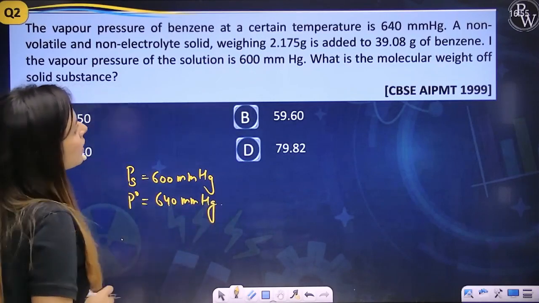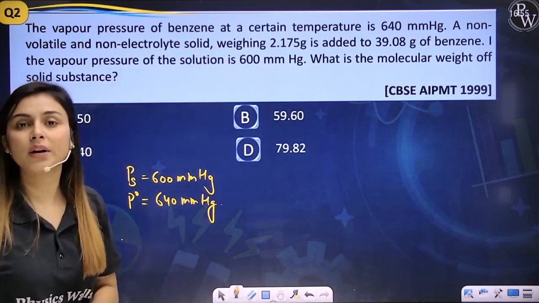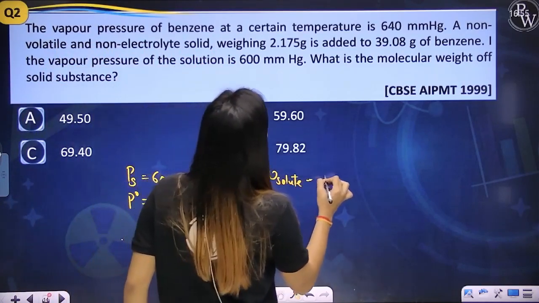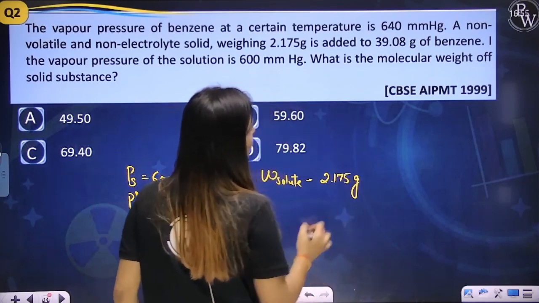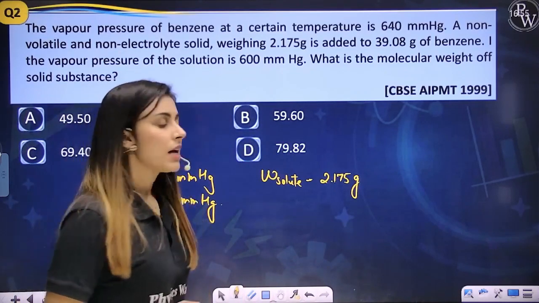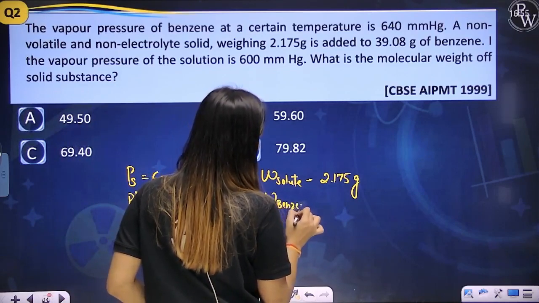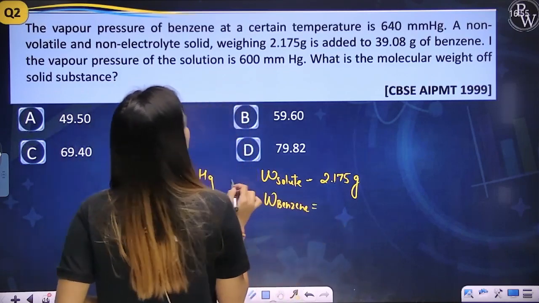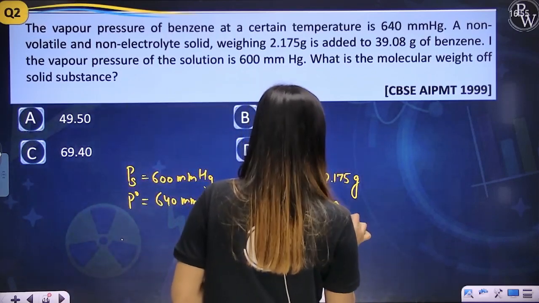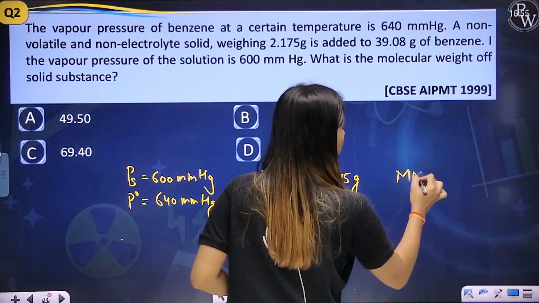What else are you given? You are given a non-volatile and non-electrolyte solid weighing 2.175 grams. So the mass of solute is 2.175 grams, which is added to 39.08 grams of benzene. The mass of benzene is given to be 39.08 grams, and you are supposed to calculate the molar mass of solute.